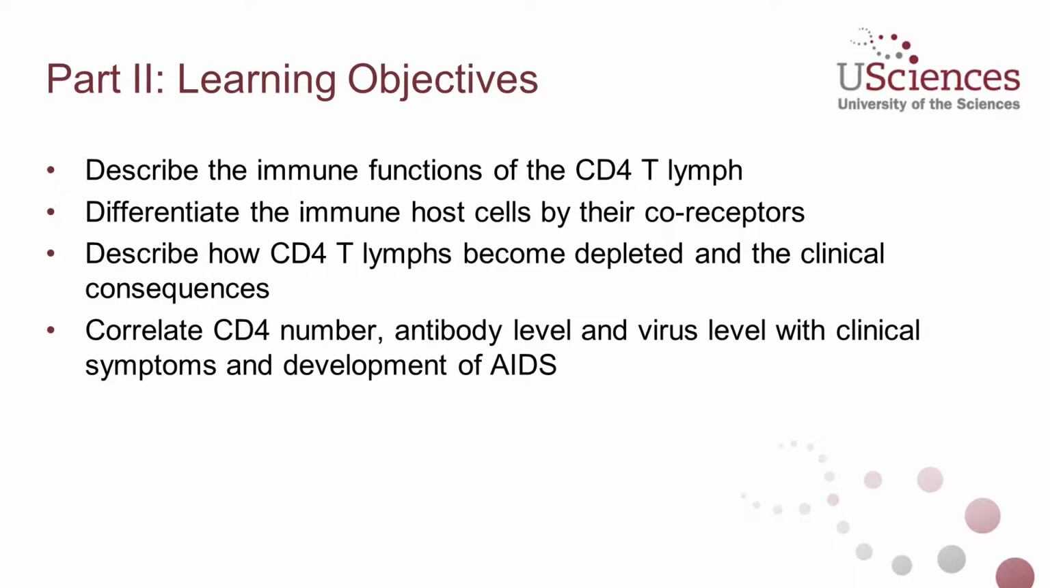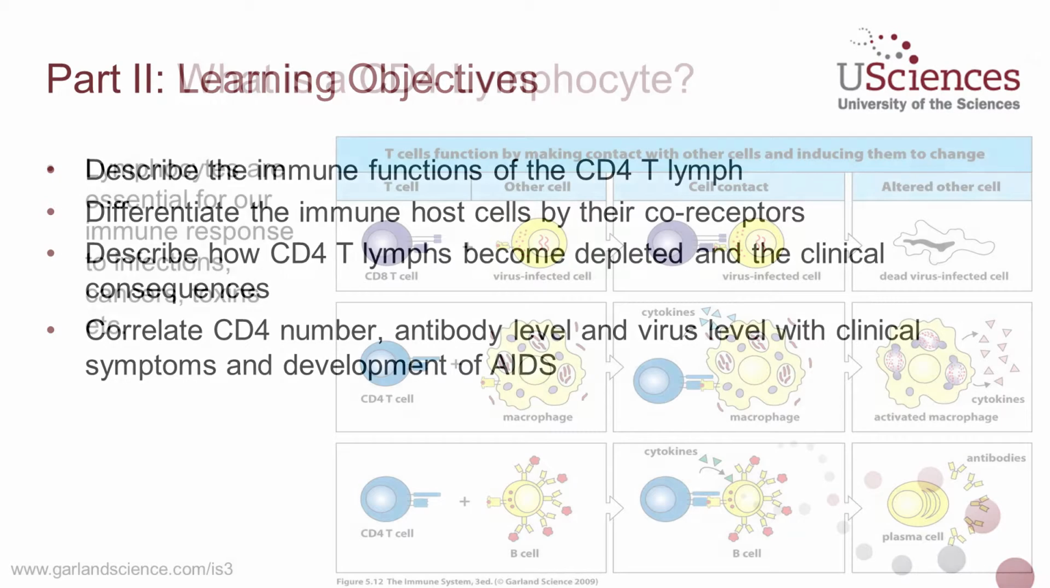Also, it's important to describe how CD4 T lymphocytes become depleted and what the clinical consequences of that are. Also, I'll talk a little bit about correlating the CD4 number, antibody level, and virus level with the clinical symptoms, and then the eventual development of the AIDS disease.